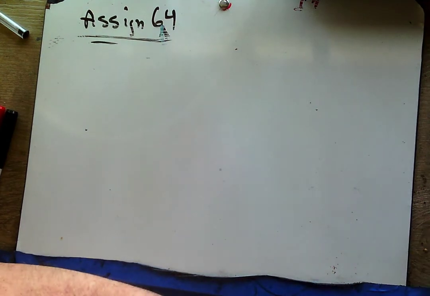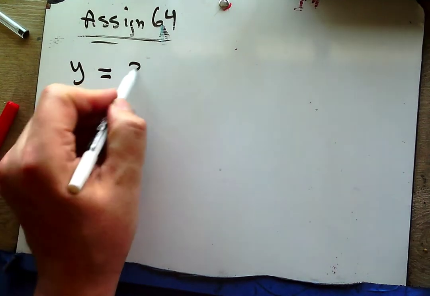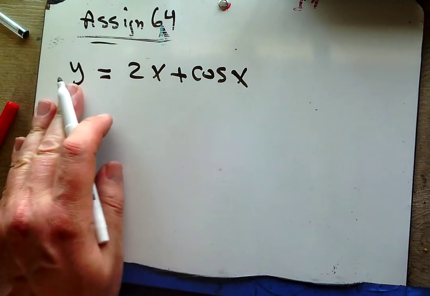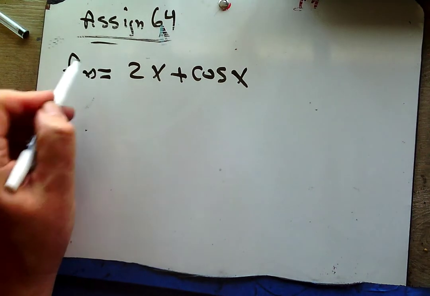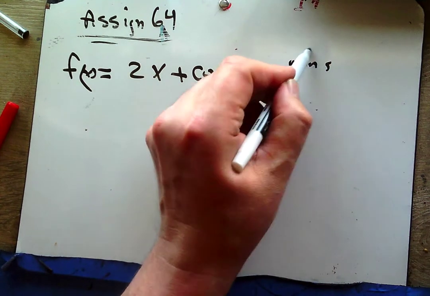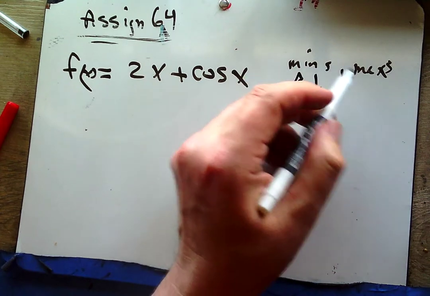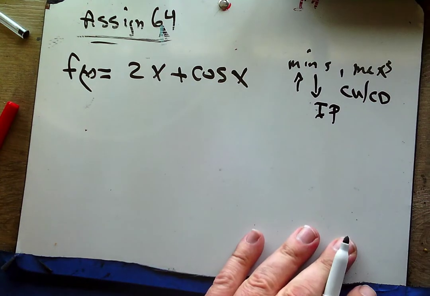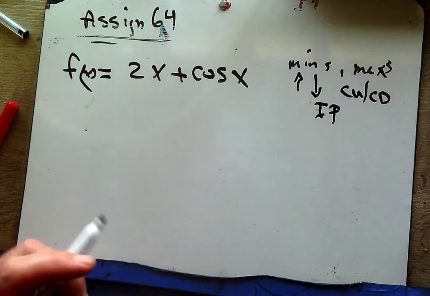All right, what's next? Oh, so here. y equals 2x plus cosine x. So I got this function, and if you like, we can call it f of x, and I want to know everything. I want to know mins and maxes. I want to know increasing and decreasing. I want to know concave up and concave down, and I want to know inflection points. And no calculator. Okay, so what do I need?